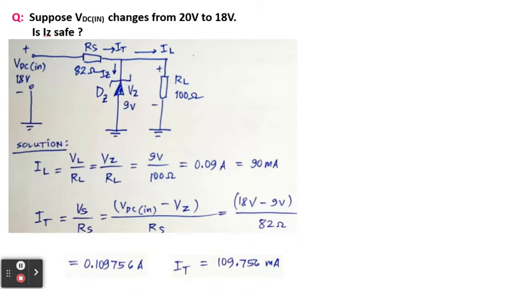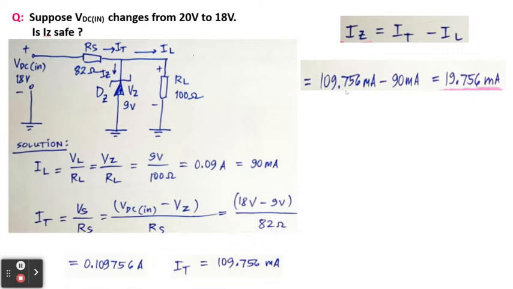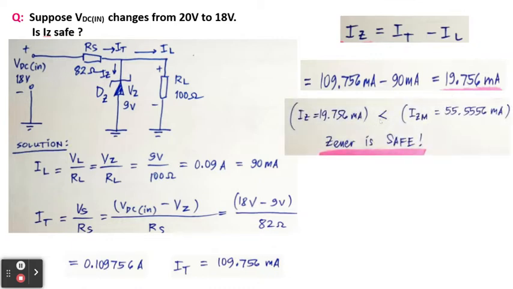So let's say 18. When we do that, we have IL equal to 90 milliamperes and the IT becomes 109.756 milliamperes. So if we calculate for IZ, it will be 109.756 milliamperes for IT minus 90 milliamperes for IL. We will get 19.756 milliamperes, and this is less than the IZ max, which is 55.5556 milliamperes. So we can say that the Zener diode is safe.